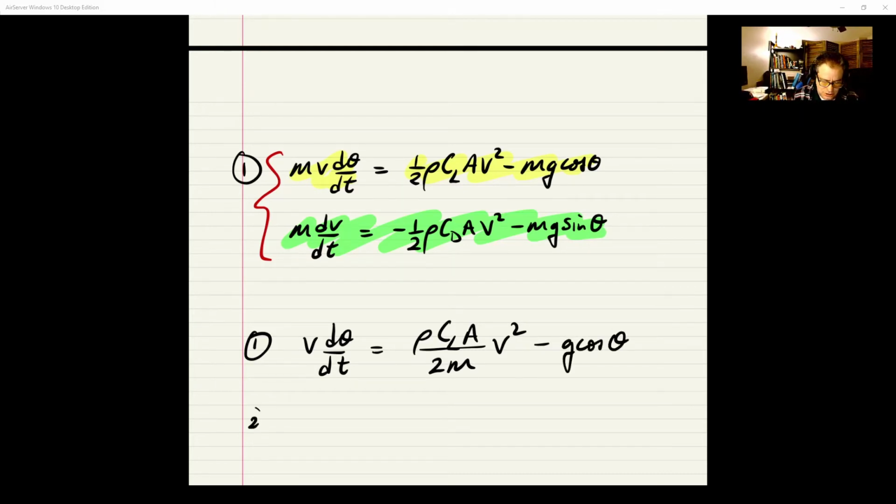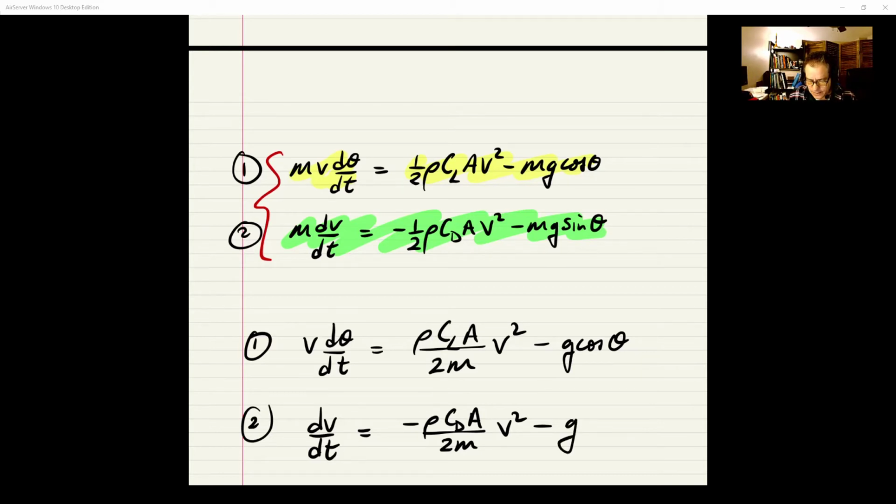And then equation 2, this one, when I divide by the mass of the glider on both sides, we'll just have dv/dt on the left side of the equation. We'll have negative 1 over 2, and I'm dividing by m, so I'll just say this is negative rho, coefficient of drag, area of the glider, divided by 2 times the mass, velocity squared, minus, and again I divided the m on both sides, so this will be just g sin θ.